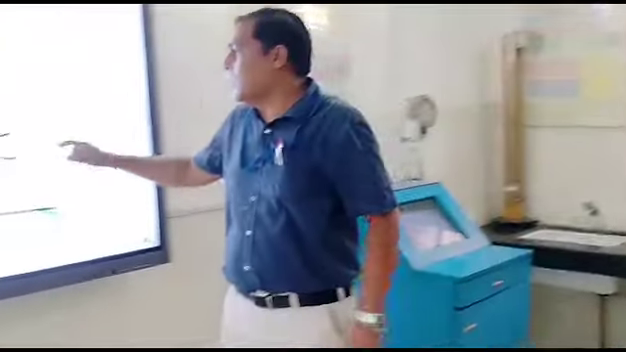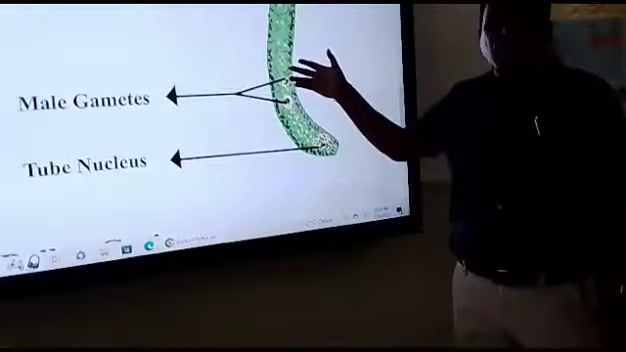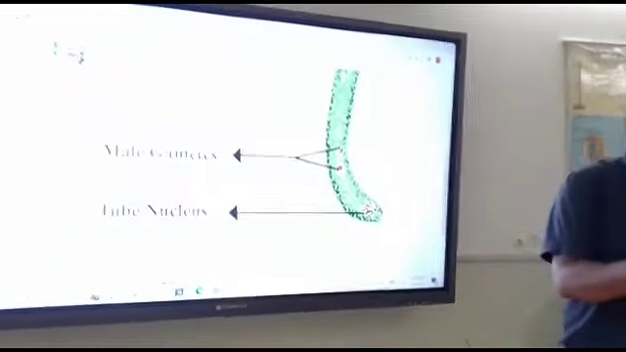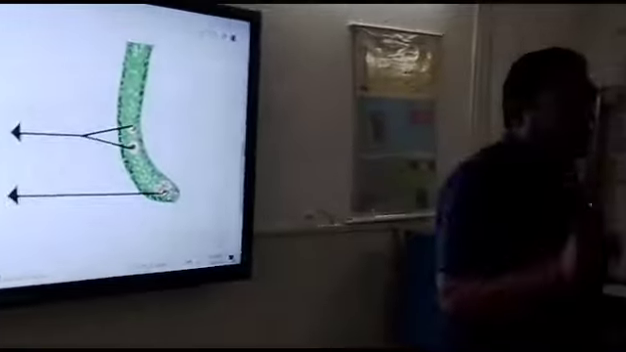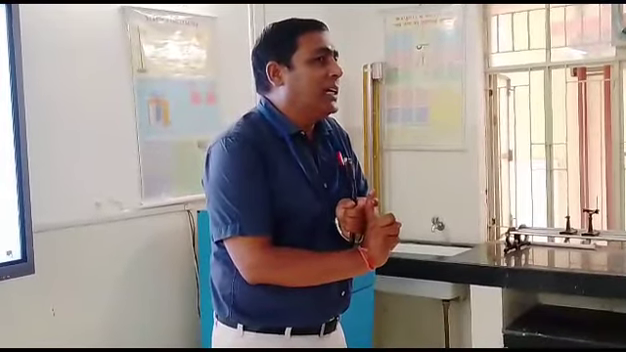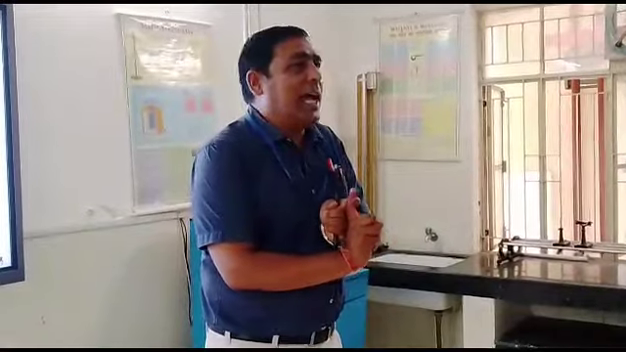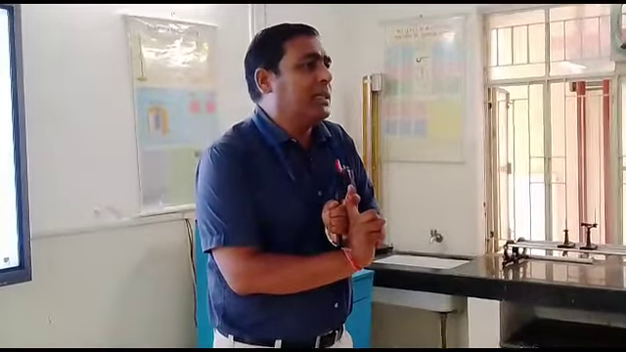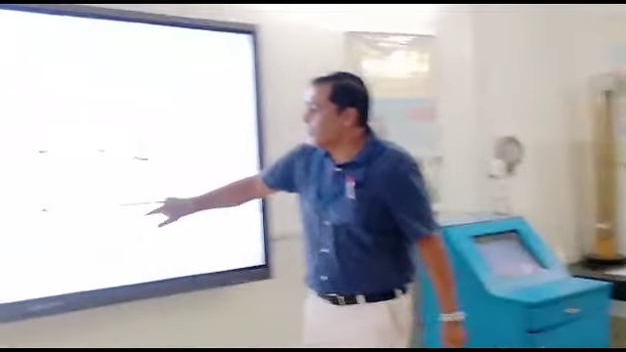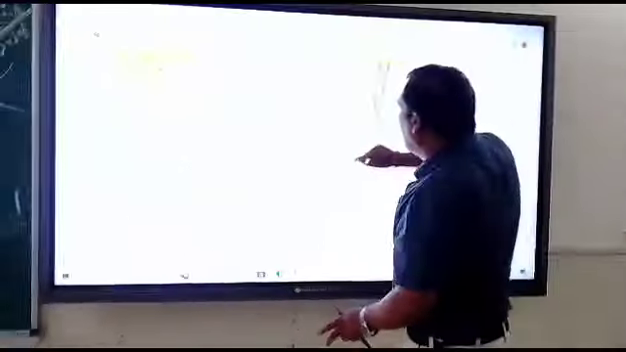So children, the nucleus of the generative cell will divide here, and it will form 2 cells. One cell is going to fertilize the egg cell, and another one is going to fertilize the other. All you have learned in theory, you have to apply here. Now, children, let us go ahead.